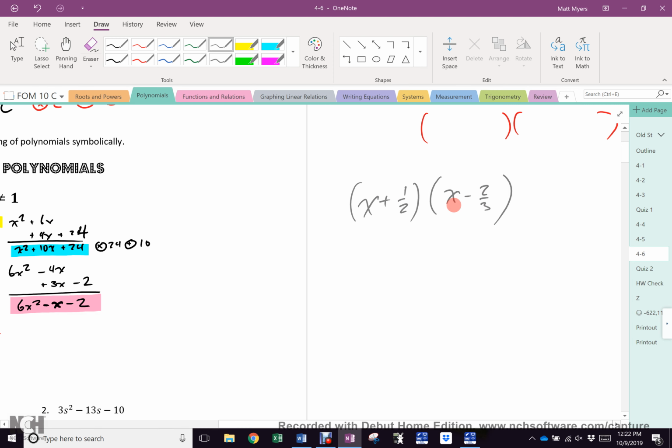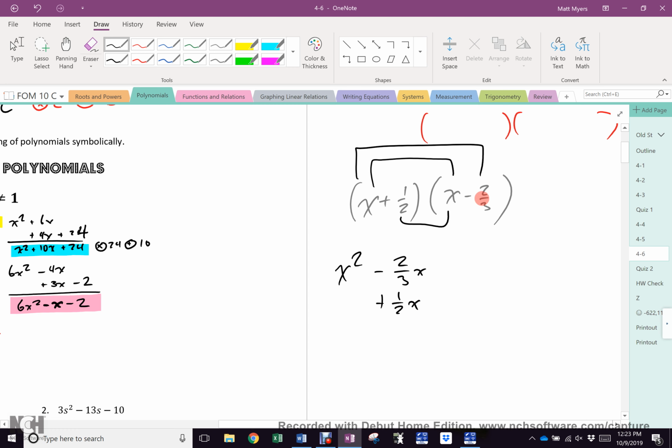I know those fractions make it scary. But what should we do there? If we were going to expand it, what would we do? Multiply. We'd multiply it out. What would x times x be? X squared. Everyone agrees? What would be x times negative 2/3? Negative 2/3 x. Agreed? What would be 1/2 times x? Plus 1/2 x, right? And what would be 1/2 times negative 2/3? Negative 2/6. Do we agree? Then I would get x squared. Now, these are both x's, yes? So I should combine them, shouldn't I?